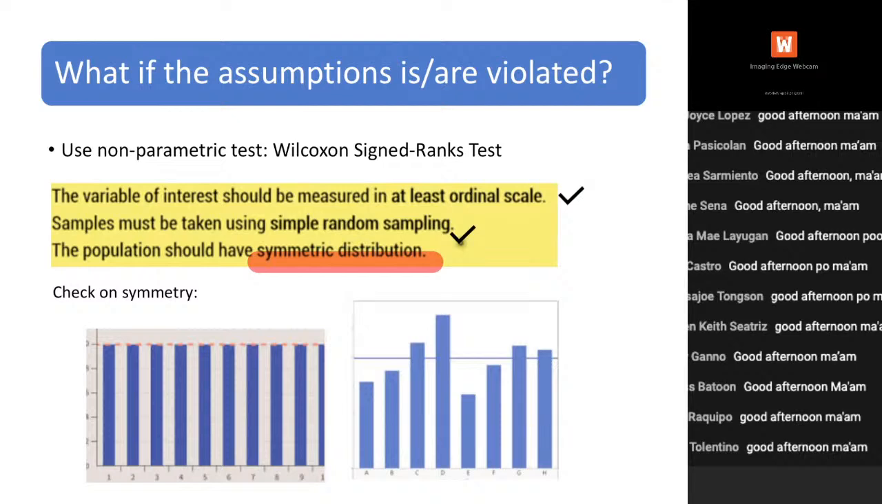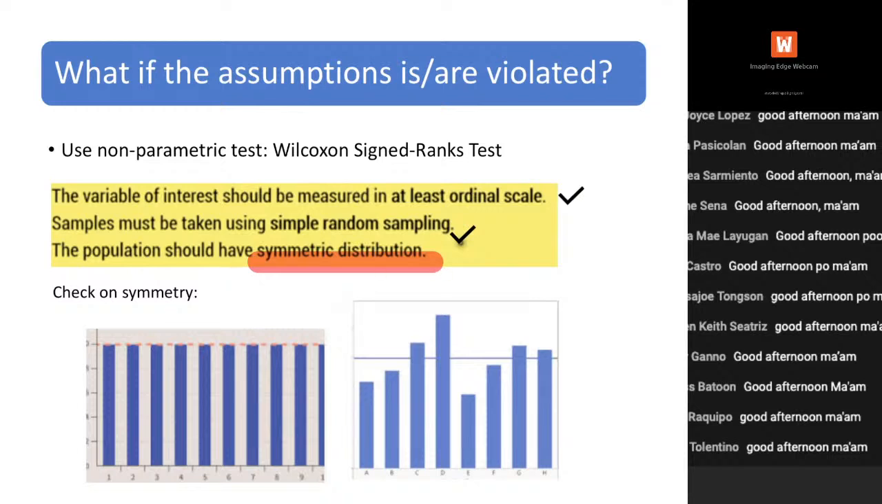Okay? Ito rin. Symmetric din ba? Yes, because if I divide this graph along the middle, the left and the right are symmetric. Symmetric, mirror images of each other. So, that satisfies the symmetric distribution.